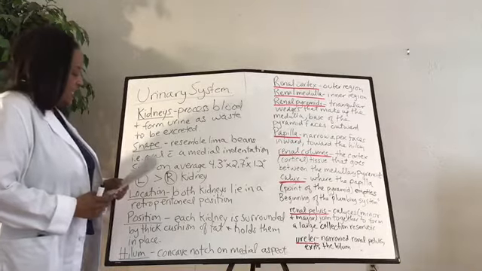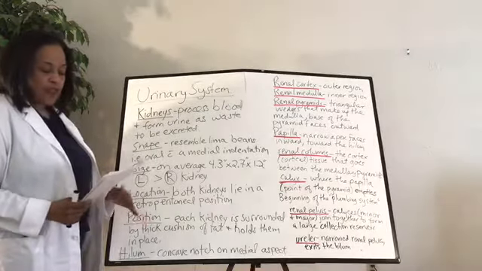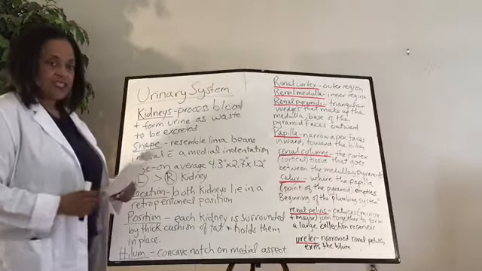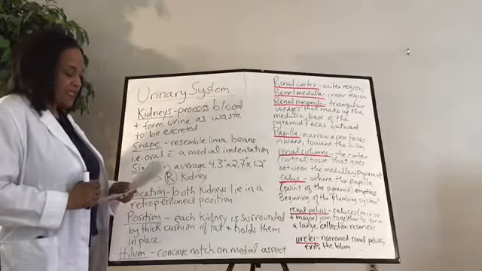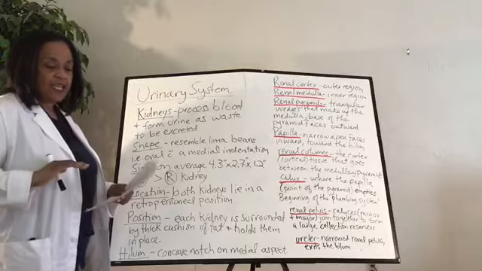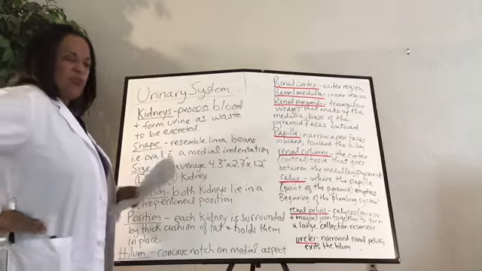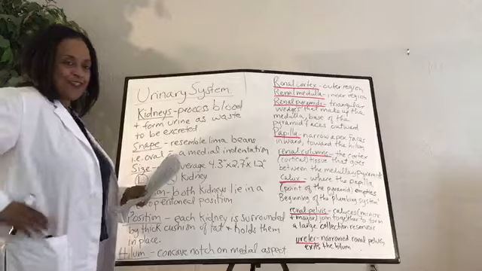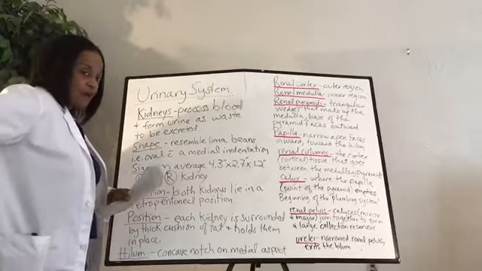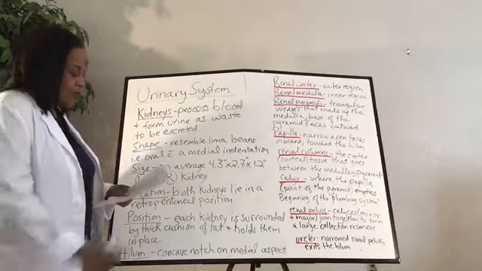The right kidney is slightly lower than the left kidney because the liver takes up a lot of space above the right kidney. So the right kidney is a little bit lower because the liver is here and it's kind of pushing it out, even though I'm telling you the kidneys are back here.